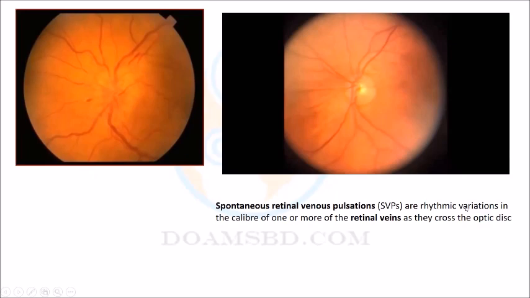Usually, it is rhythmic. According to the rhythm of the heart, the caliber is becoming more or less. This is where the vessels cross the optic disc. The vessels are now crossing the optic disc. It is a normal finding if we are very meticulous in the fundoscopy.